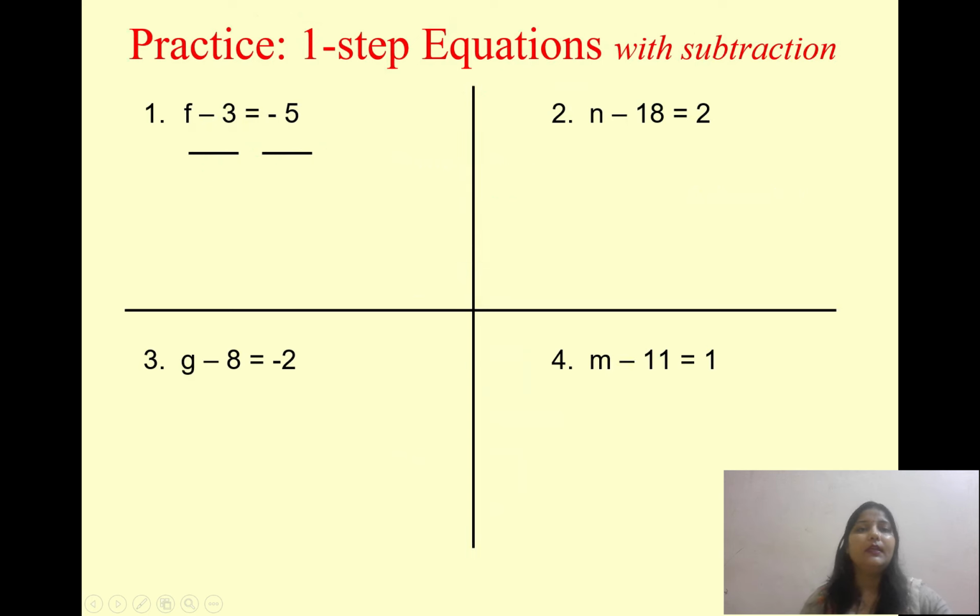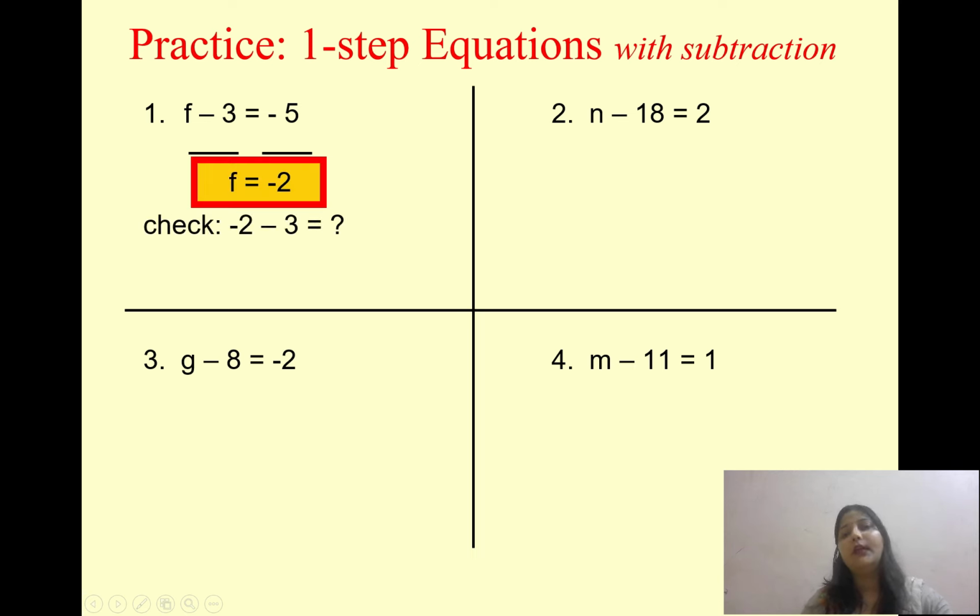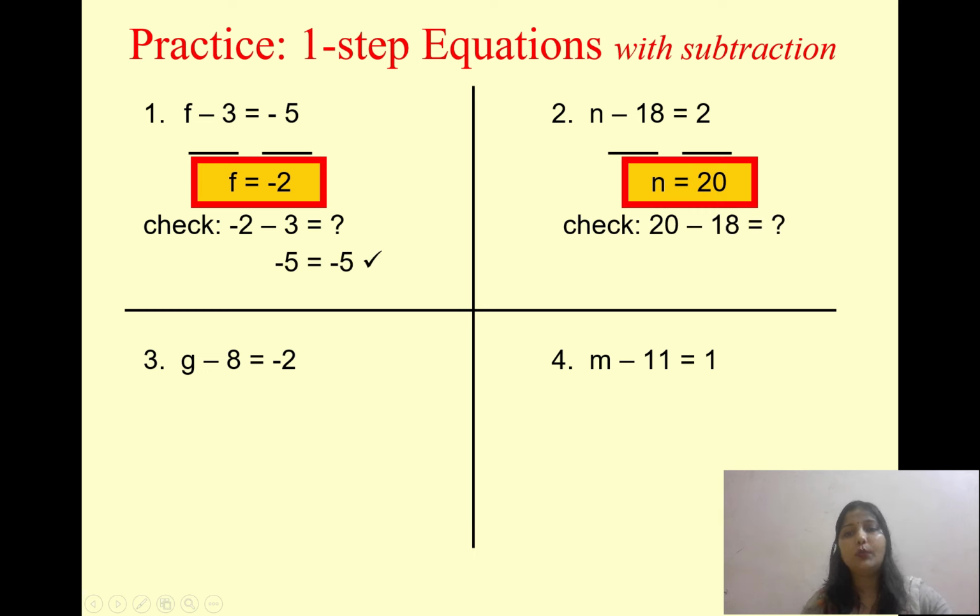Next, same here. What will the answer of f? F equal to -2. Is it clear? Next, n - 18 equal to 20. You need to check. You will put the value of n on both sides. If both sides are equal, your answer is correct, otherwise wrong.